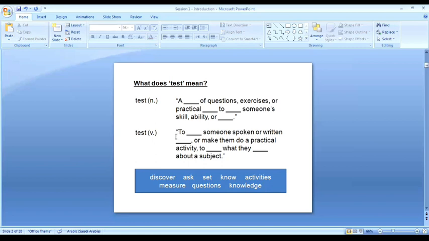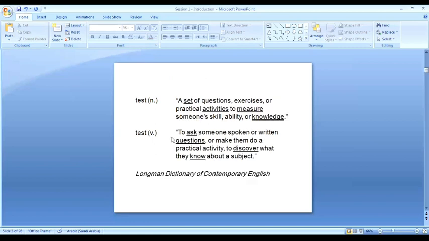And also as a verb, it means to test someone's spoken or written questions, or make them do a practical activity to discover what they know about the subject. Those two definitions come from the Longman Dictionary of Contemporary English.